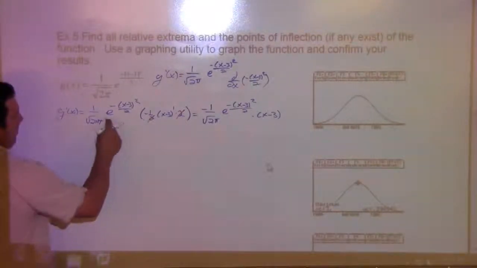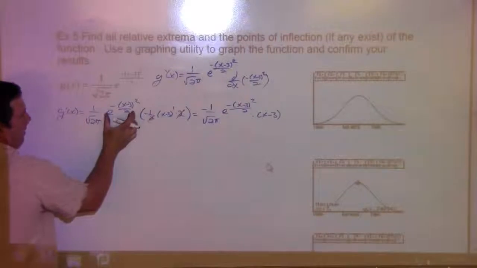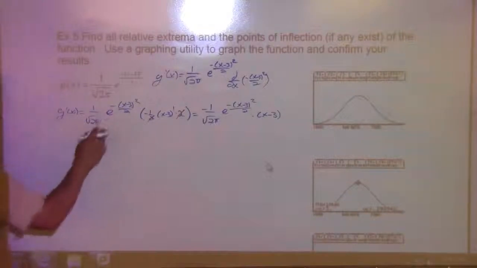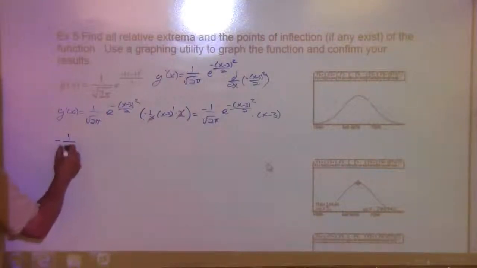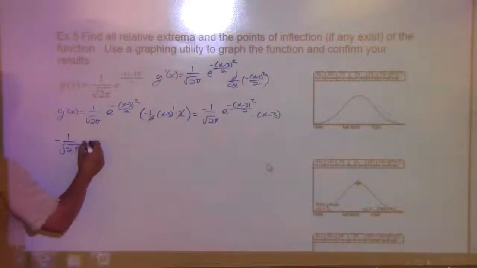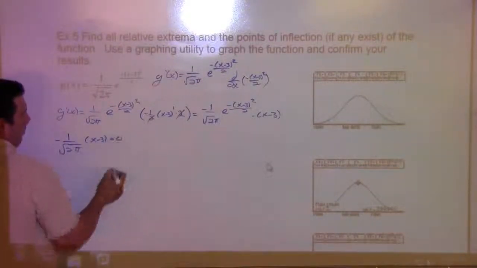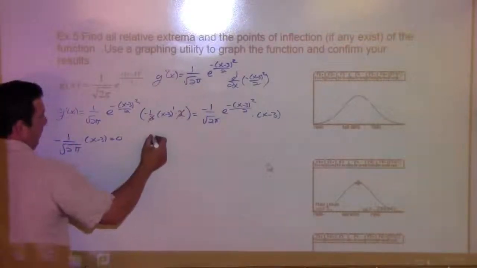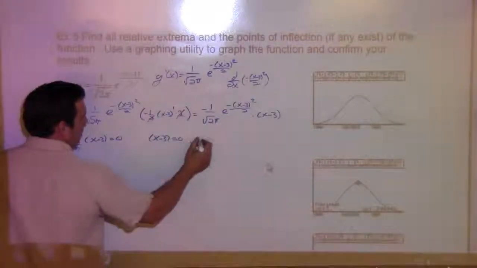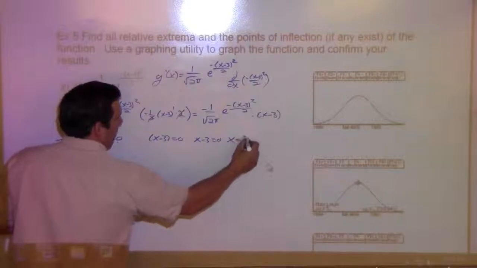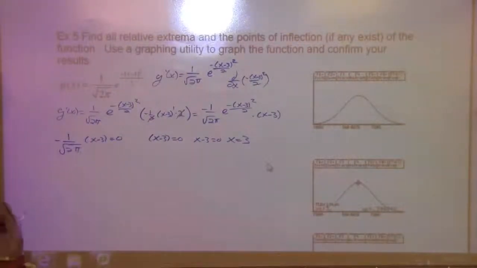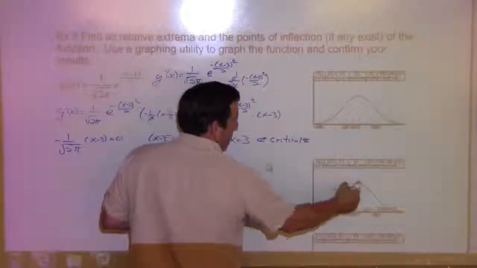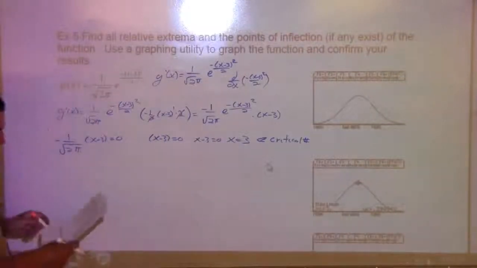So this part up here, this e to the negative x minus 3 squared over 2, that's never going to be 0. That's always positive. So if we want to find zeros, look at negative 1 over the square root of 2 pi times x minus 3. When's that 0? Well, multiply both sides by negative 1 over the square root of 2 pi, and you have x minus 3 is 0. So x equals 3 is the only critical number we're going to have. And we see that here. That's a max.